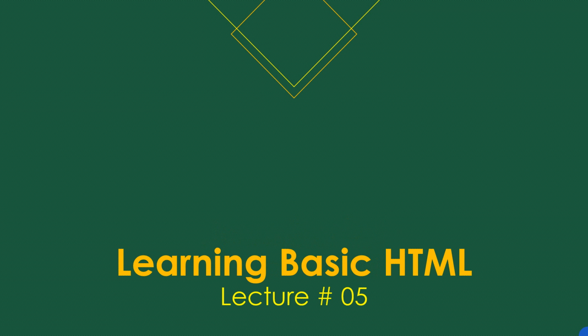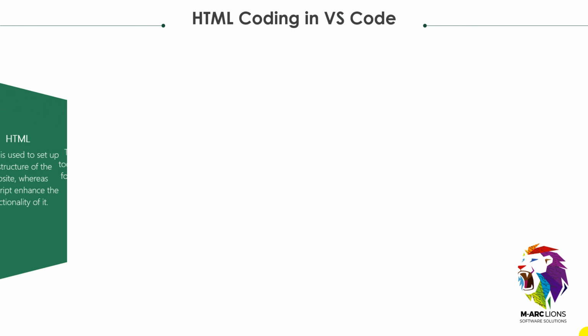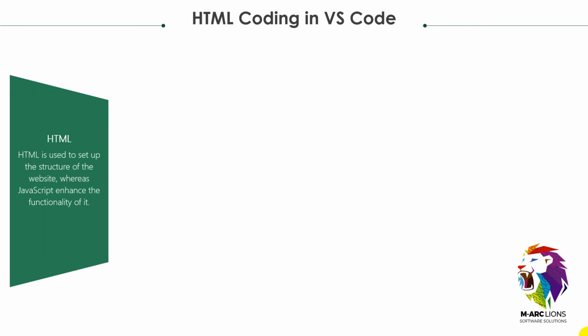In today's lecture we are going to learn some basic HTML coding, because before starting with JavaScript it is necessary to understand what HTML is and how we can handle HTML with JavaScript. So let's start. HTML coding in VS Code. HTML is used to set up the structure of the website, whereas JavaScript enhances its functionality. First we will learn how to make the HTML structure of a website, and then we will learn how to apply JavaScript over it.